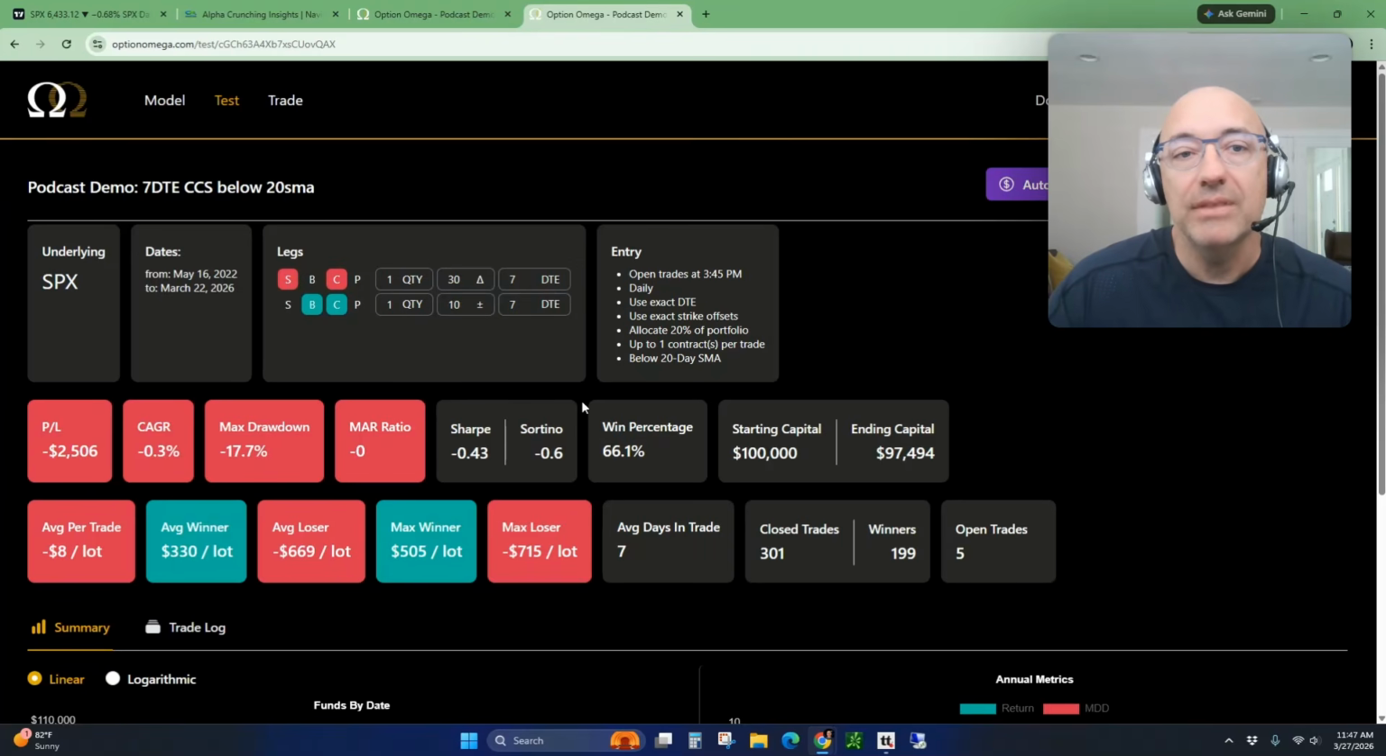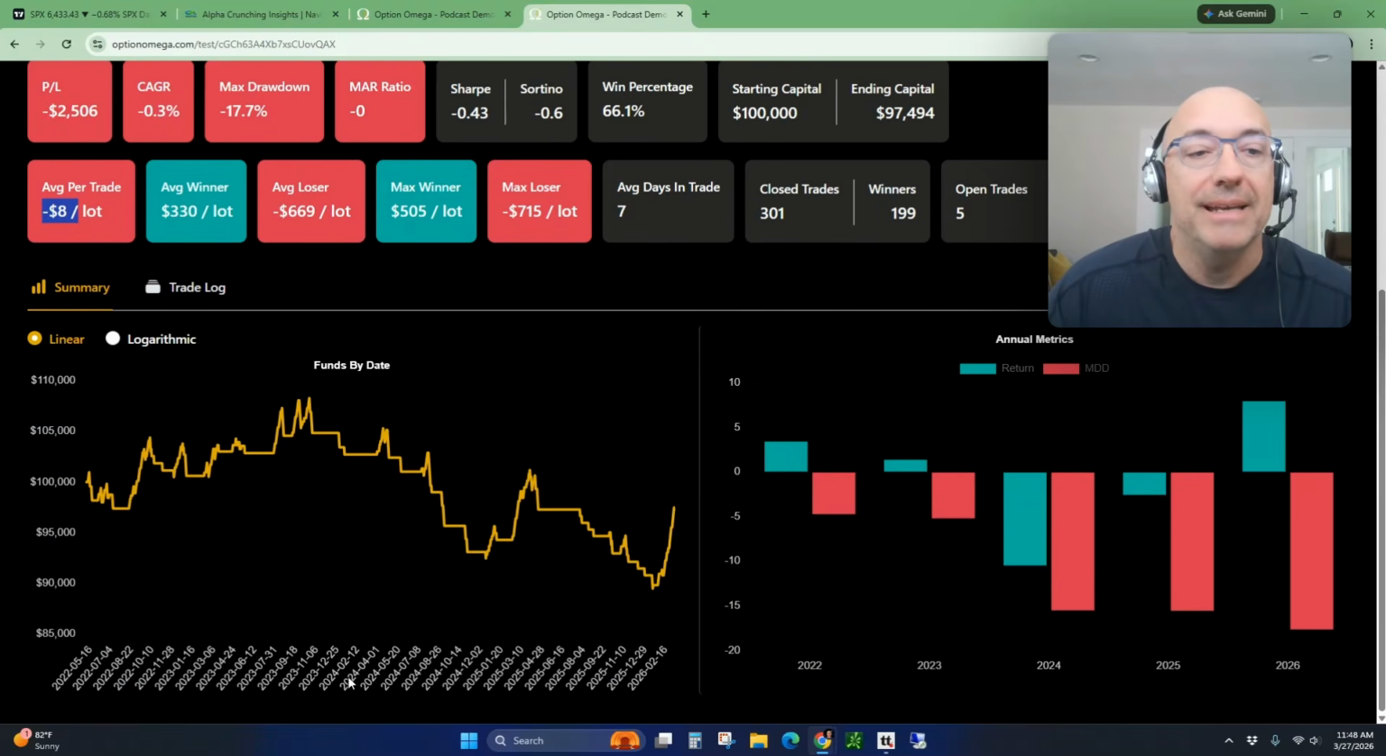This strategy, even though it should expire worthless about 70% of the time, only did 66% of the time. And because of that, this became a losing strategy. We actually lost money. The winners were about $330. The losers were about, let's call it, almost $700. But on net, this lost money over the last several years. So let's take a look at the P&L curve.